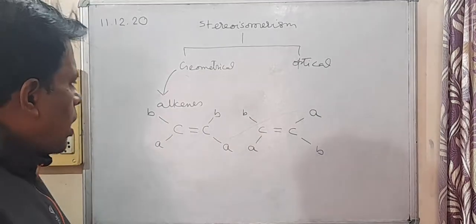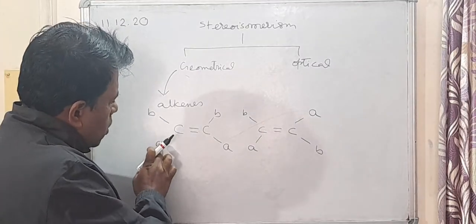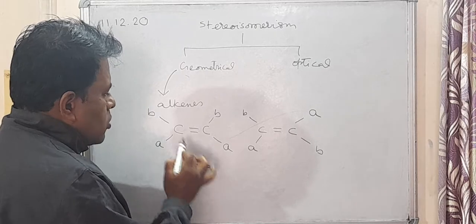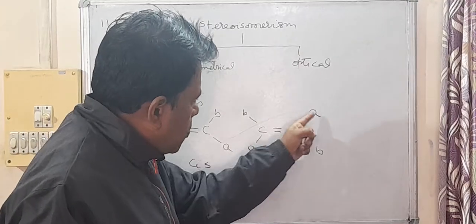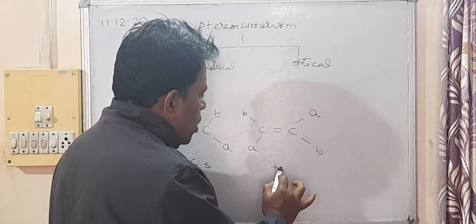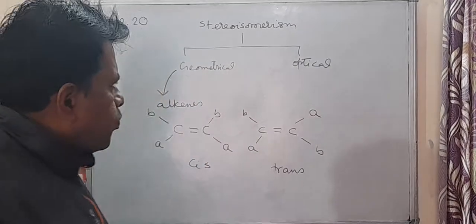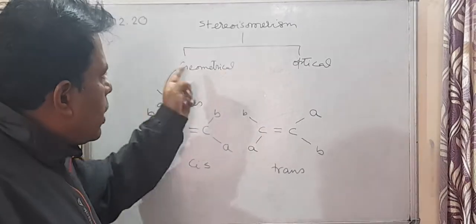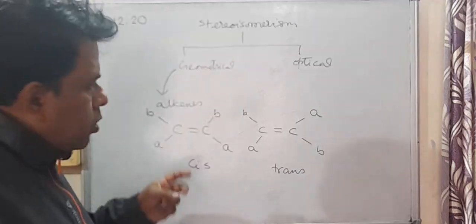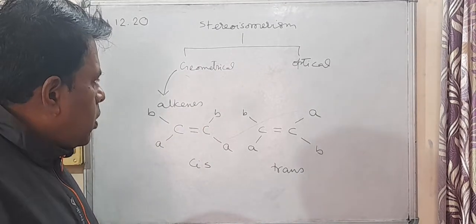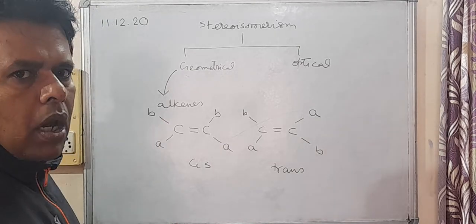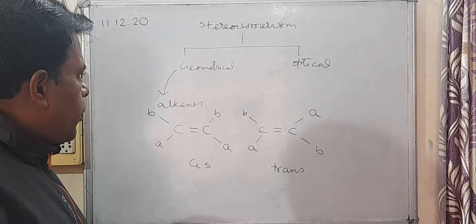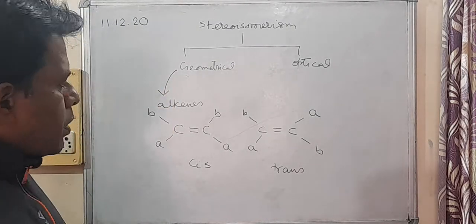When the same groups are on the same side of the double bond, it is called cis isomer. When the same group is on the opposite side of the double bond, it is called trans isomer. And this geometrical isomerism cannot happen with a carbon-carbon single bond. It doesn't happen with a carbon-carbon triple bond also. You should try to find out the reason for that. It happens only in the case of a carbon-carbon double bond.